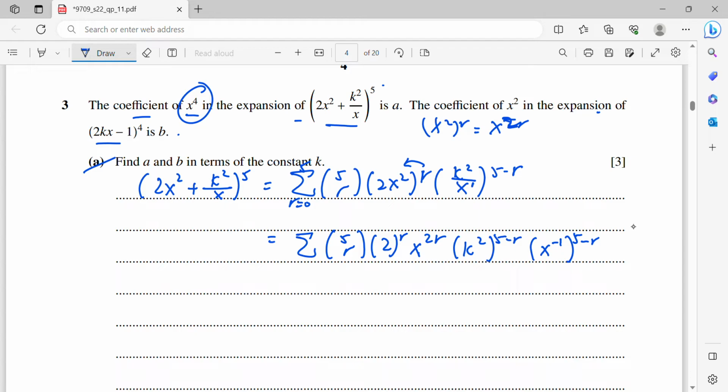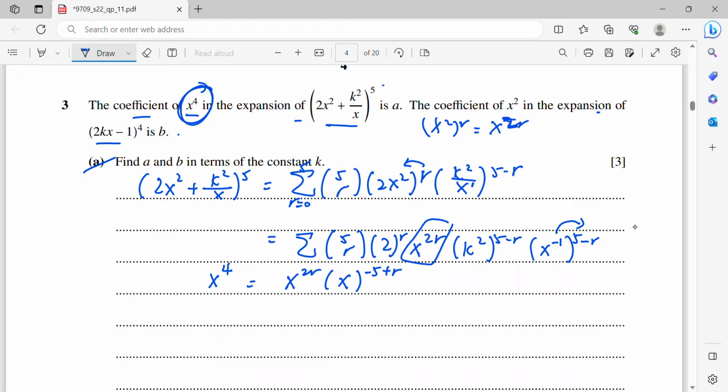Now you are given x^4, so I need to find what r gives you x^4. That means x^(2r) multiplied by x^(−(5−r)), which gives x to the power of minus 5 plus r.